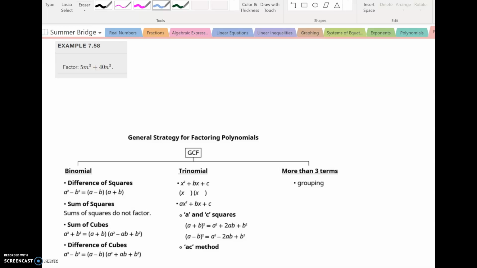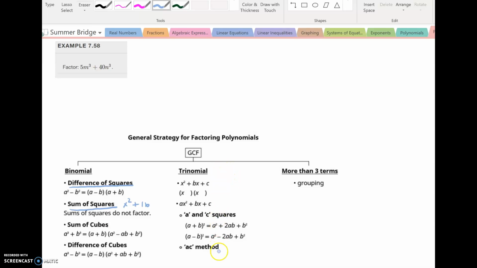Okay, now if you have binomials, meaning 2 terms, here are the things that you want to look for. You want to look for difference of 2 squares. Do you have sum of squares? And the sum of squares, you cannot factor it. So basically, if I have x squared plus 16, those are sum of squares. You cannot factor that. That's as far as you can go. Sum of cubes, which is what we just did, and difference of cubes, which is what we just did again. Okay, so that's the first type of problem that you could have.